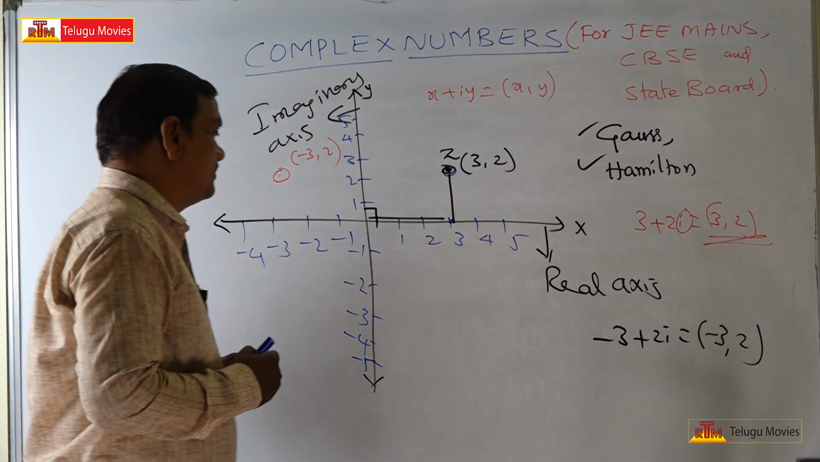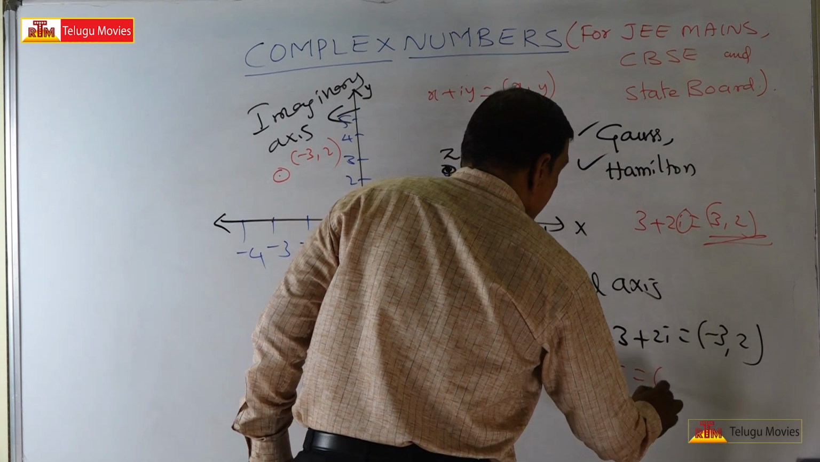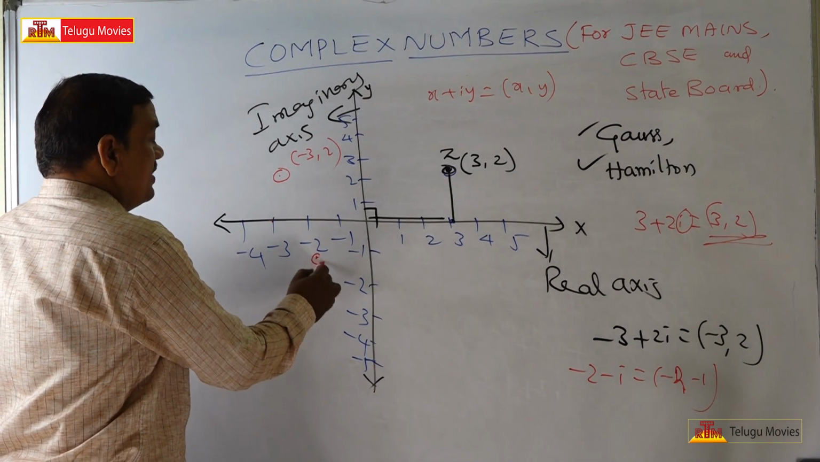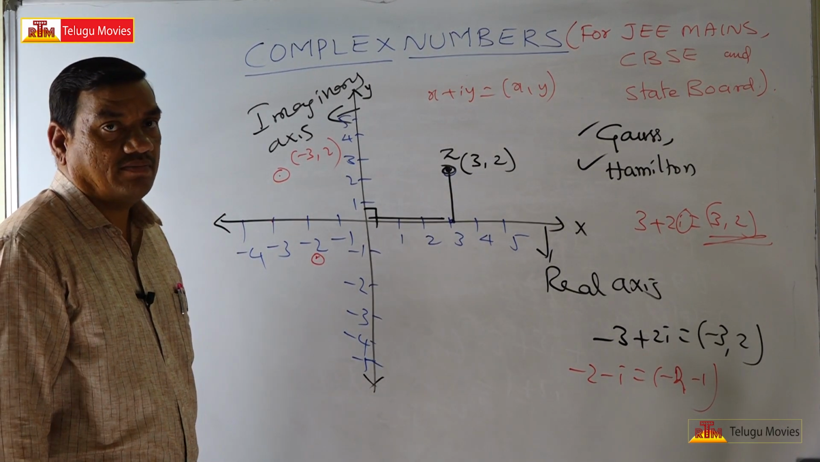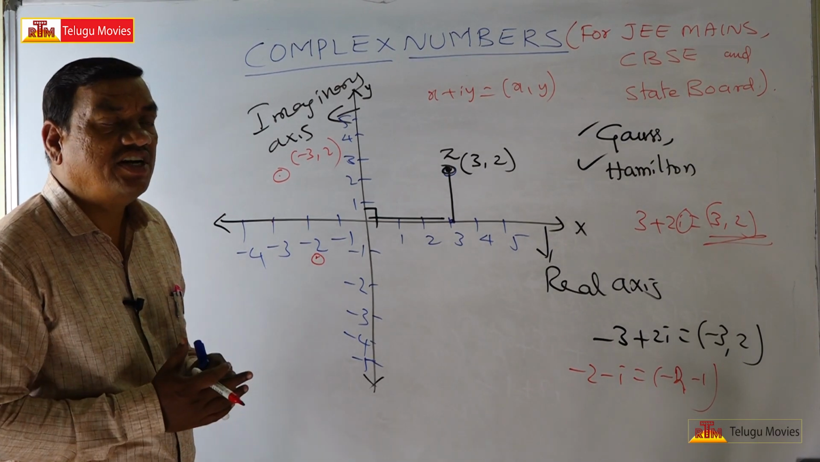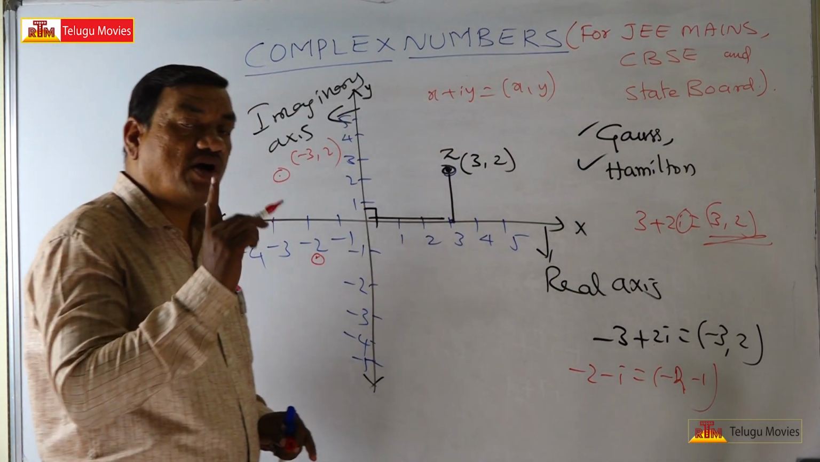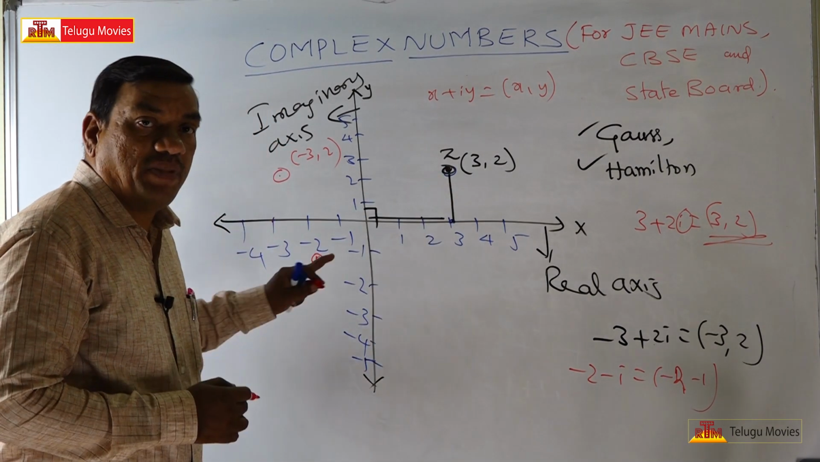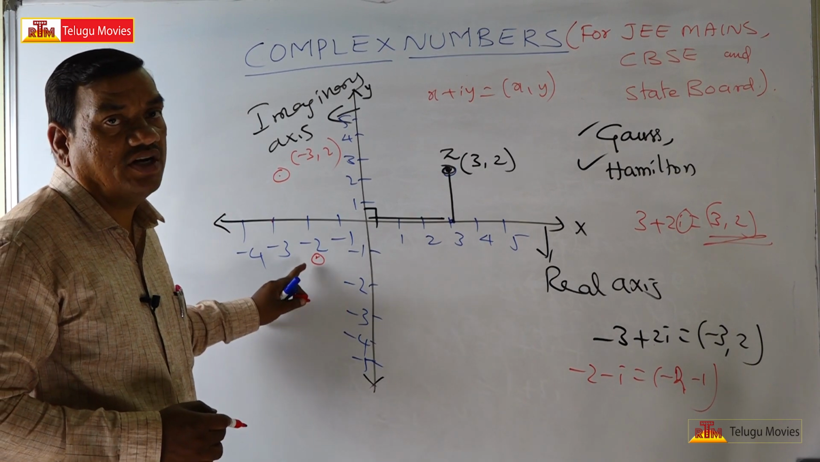Again, if any number is there, minus 2 minus i, this is minus 2 comma minus 1. That number represents a complex number. That means here also we have a 1-1 correspondence. 1-1 correspondence means what? For every complex number, there is one and only one point in this plane, the Gaussian plane. Okay, we call it an Argand plane.